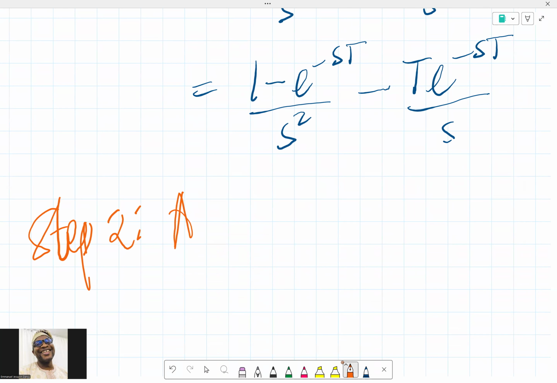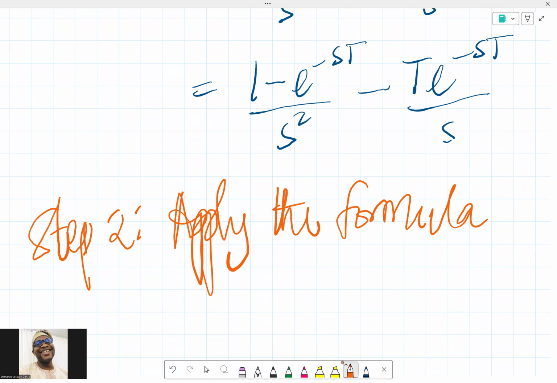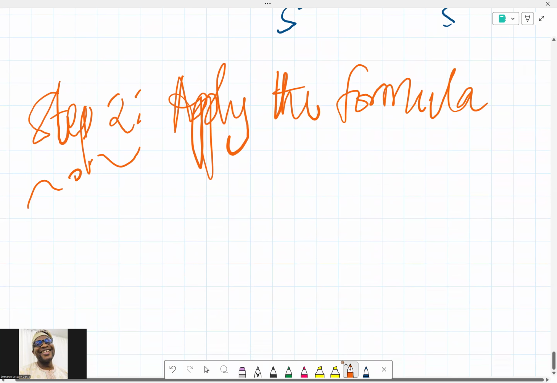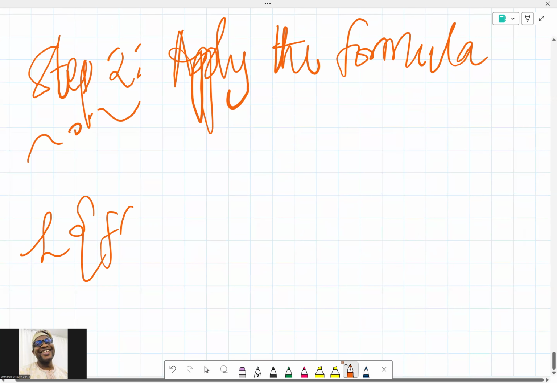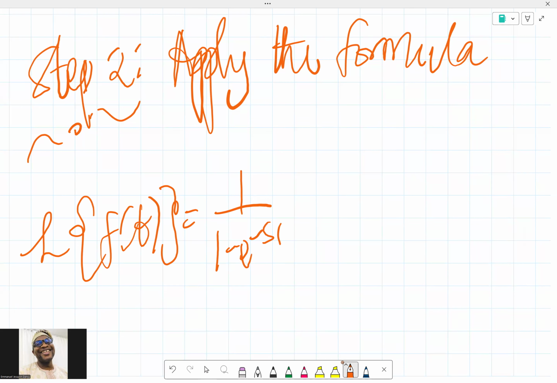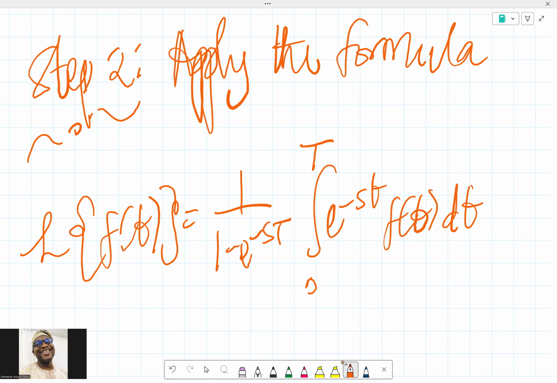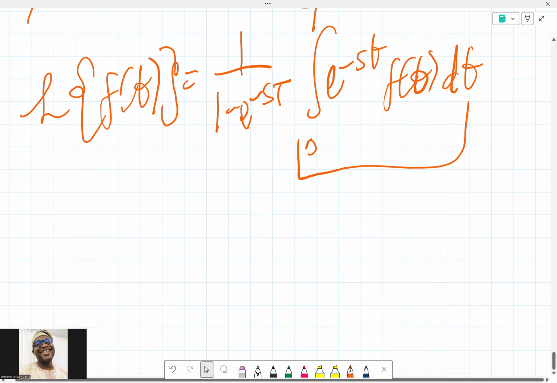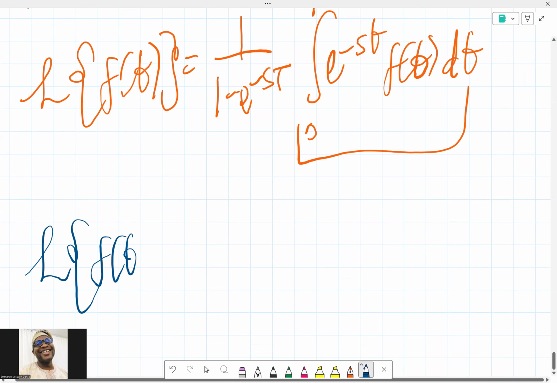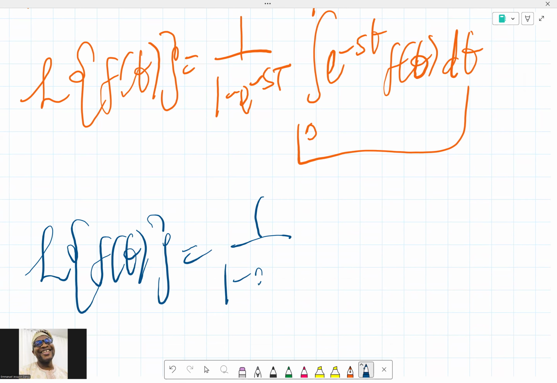Step 2, we apply the formula. If we apply the formula again, the formula tells us that the Laplace of f of t for a periodic function is 1 over 1 minus e raised to power minus s big T, then the integral from 0 to T of e raised to power minus st f of t dt. And since we have got this part now, we have the Laplace of f of t to be equal to 1 over 1 minus e raised to power minus s big T multiplied by, I mean, I can just put that down so I don't have to worry again.